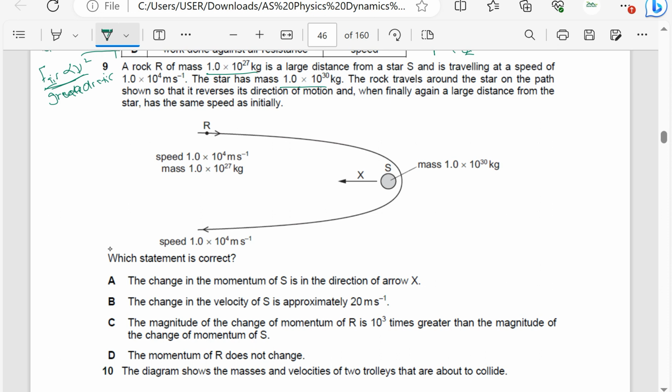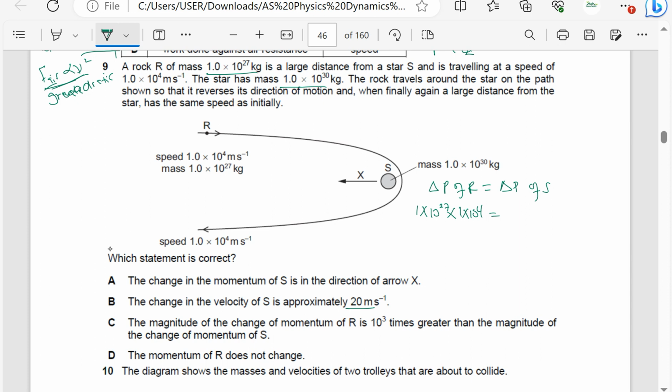Let's check: the change in the velocity of S is approximately 20 meters per second. Let's test that one. The change in momentum of R should be equal to the change in momentum of S according to the law of conservation of momentum. The change in momentum of R is going to be 1 times 10 power 27 times its speed, which is 1 times 10 power 4, should be equal to the change in momentum.